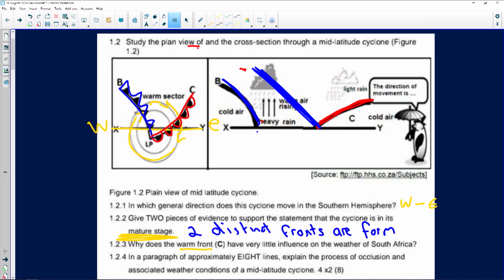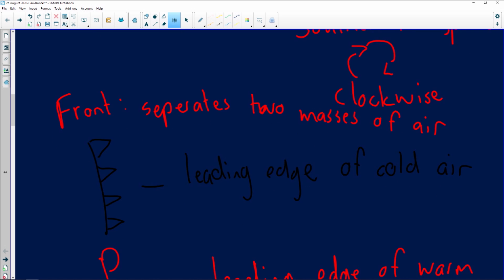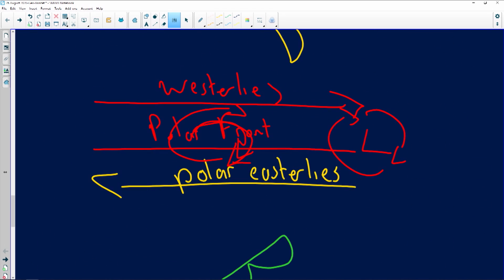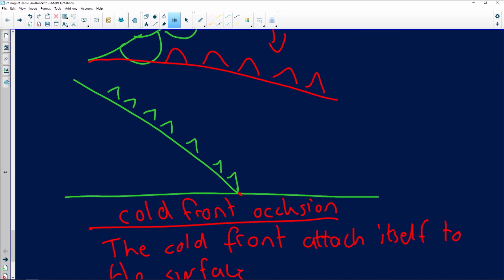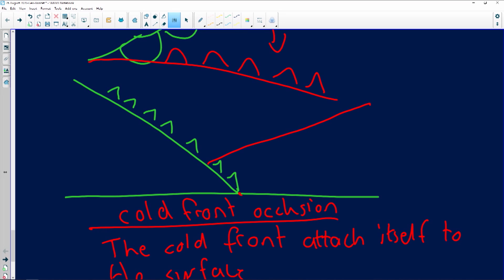So the cold front has caught up with the warm front, like I've mentioned. The cold front is now right there, close to the warm front. It's caught up with it. Now, a cold front occlusion is when it eventually caught up with the warm front. Let's just get back to my diagram. So the cold front has caught up with the warm front. Now, basically what happens, a cold front occlusion is when the cold front attaches itself to the surface and the warm front attaches itself to the cold front as such.